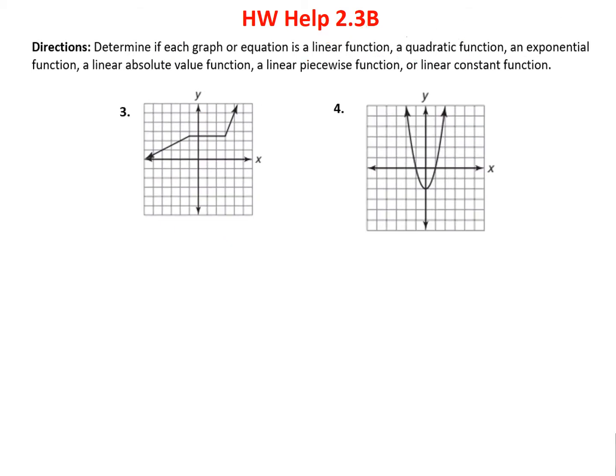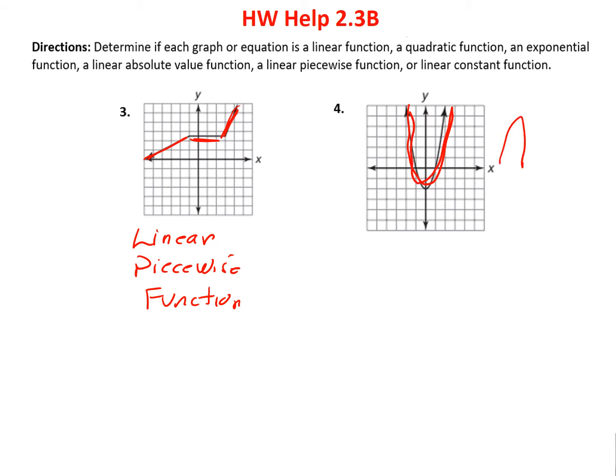Problem 3, this part looks like a line, this part looks like a line, and this part looks like a line, but they're not exactly together. So when you have different pieces put together, this is a linear piecewise function. Problem 4 has our typical U shape. When you see the U shape either that way or this way, you know you're dealing with a quadratic function.